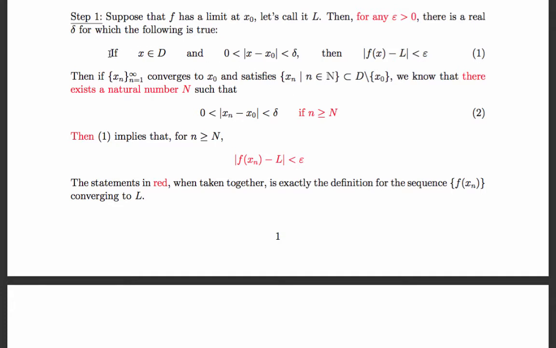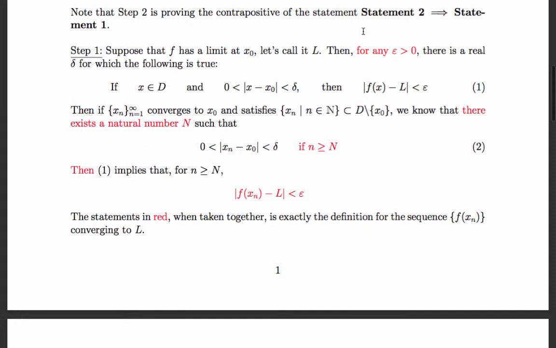Then, the fact that my function has a limit, the fact that this is true, implies that for n greater than or equal to this natural number N, since this is true, I'm guaranteed that this is true for xn. And that proves my result, my result that the sequence f of xn converges. And we also showed specifically it converges to L.